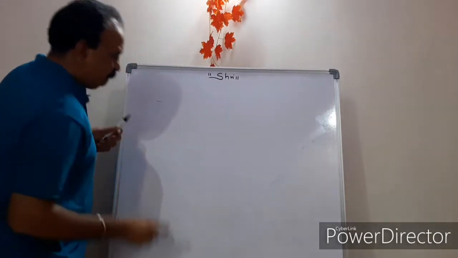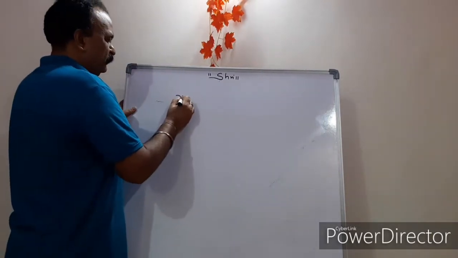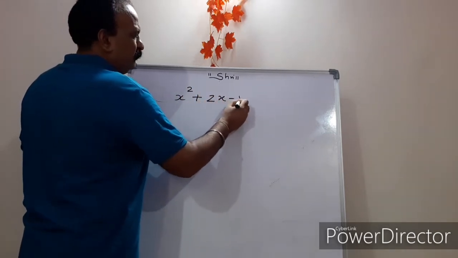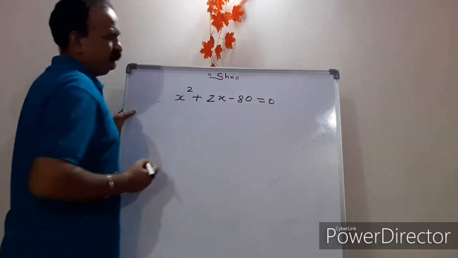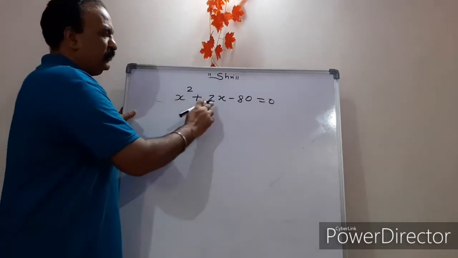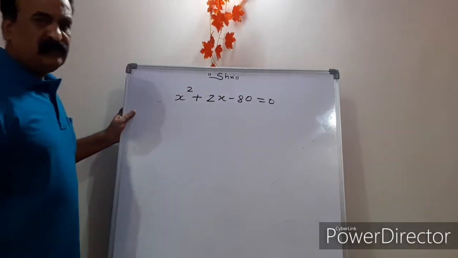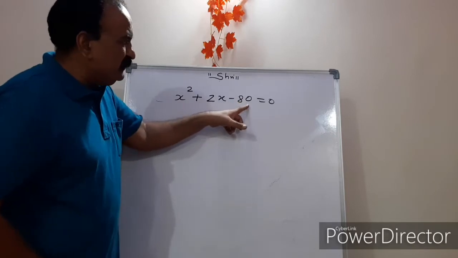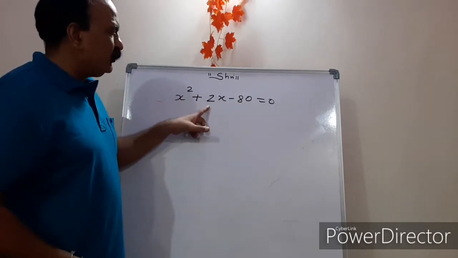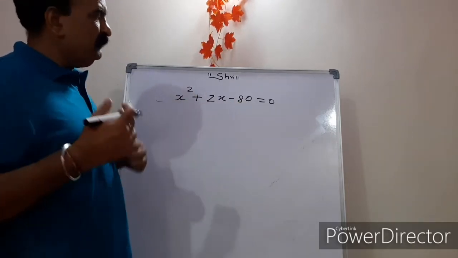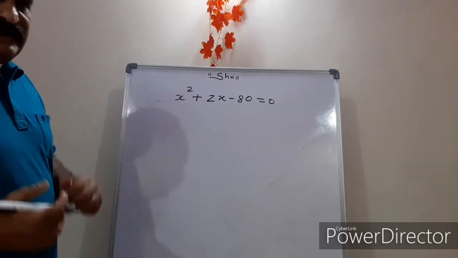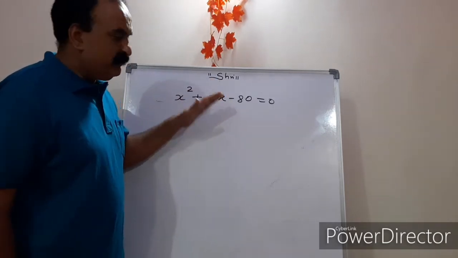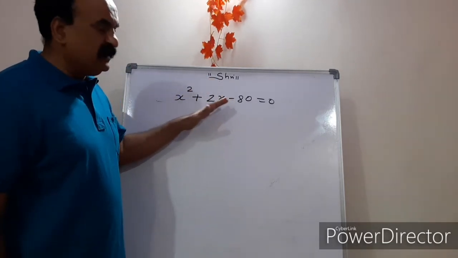Now I am taking, suppose this is the question: x square plus 2x minus 80 equal to 0. Now I am asking you, tell me what are those numbers whose multiplication is minus 80 and whose addition or subtraction gives 2. Somebody will tell me, sir, 10 eights are 80. Okay, now the question is, what should be the sign of 10 and what should be the sign of 8? 10 eights are 80, you got.